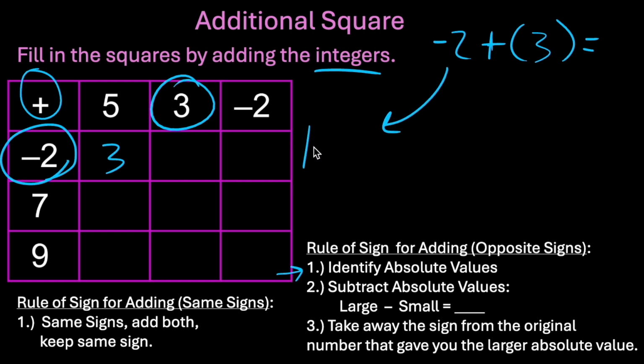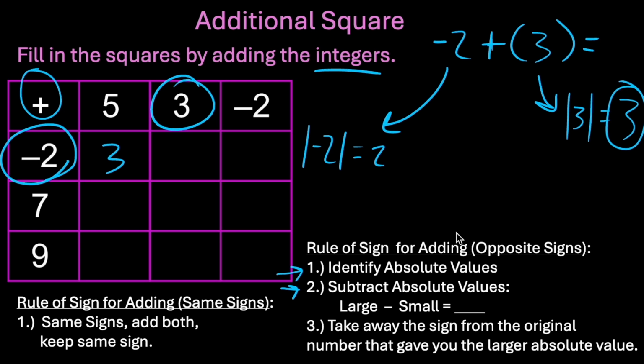The absolute value of -2 is 2, and the absolute value of 3 is 3. And then we need to identify which of the two absolute values is bigger than the other, because that's step 2. Subtract absolute values, large minus small. So 3 is bigger than 2, so we need to subtract 3 minus 2. That gives us 1. And then the next step is to take the sign from the original number that gave you the larger absolute value.